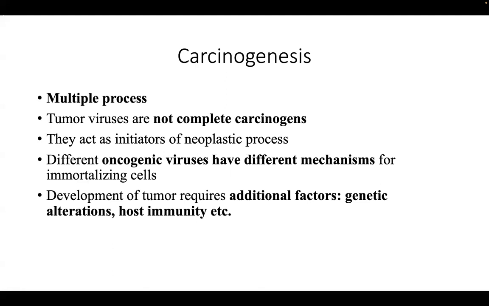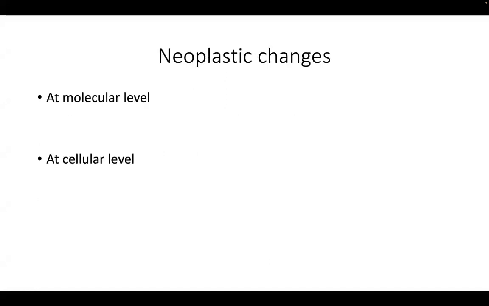So development of the tumor will require additional factors, as I said before, like maybe genetic alterations or the host immunity. Maybe the person is immunosuppressed or has an underlying condition that is making them immunosuppressed, and hence when infected by a certain virus that causes tumor, then that can also help mediate the process. So neoplastic changes happen at the molecular level and also at the cellular level.